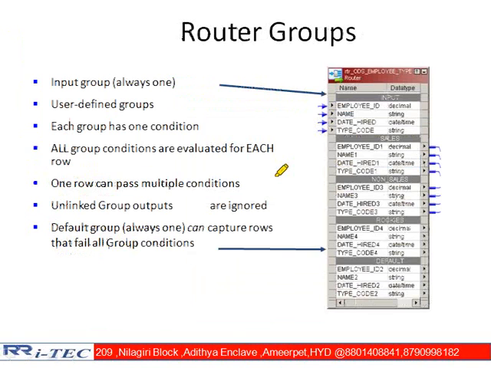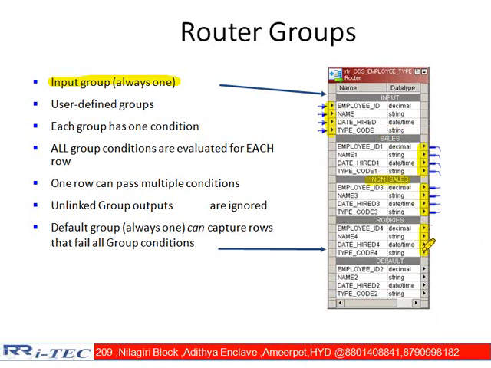See this diagram. See this diagram. I am sending the input group here, sir? Only one input group I am sending here. But the outputs, sir? This is one output corresponding to sales people. This is one output corresponding to non-sales people.